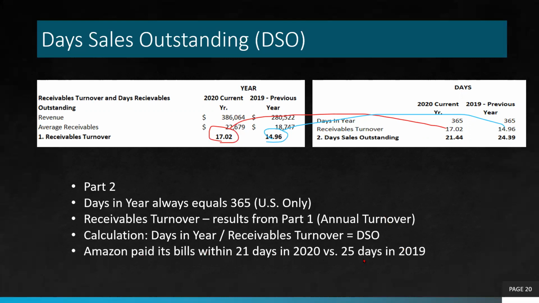So Amazon paid its bills within 21 days in 2020. So this is on receivables, so this is a little confusing here. What this is telling me is that Amazon on average received payments every 21 days versus every 24 days, right? So again, what is that telling you about how Amazon goes about collecting money that is owed to them?